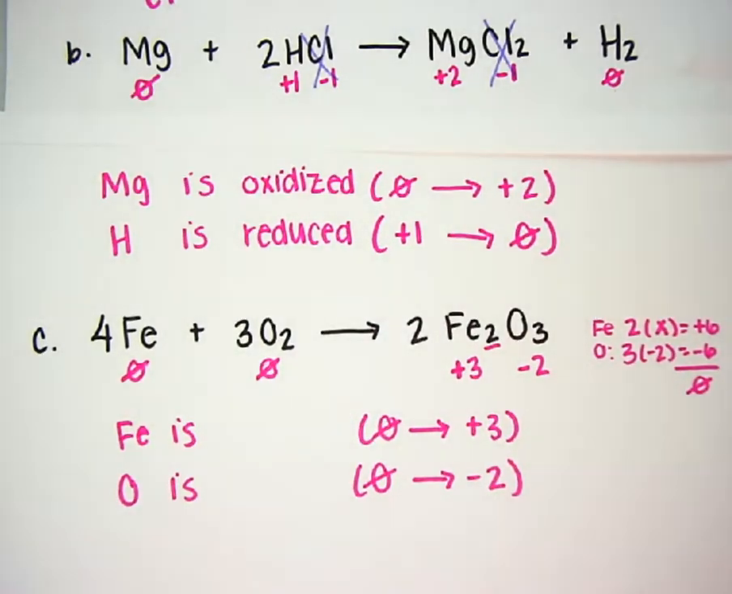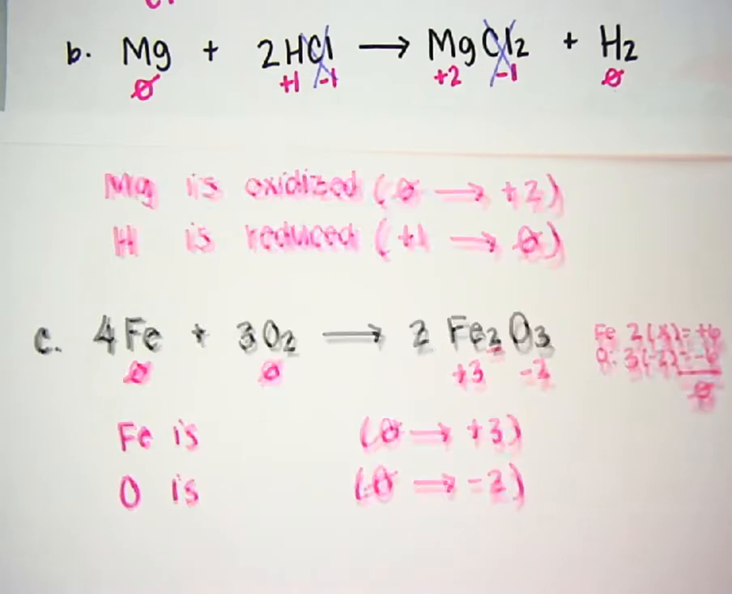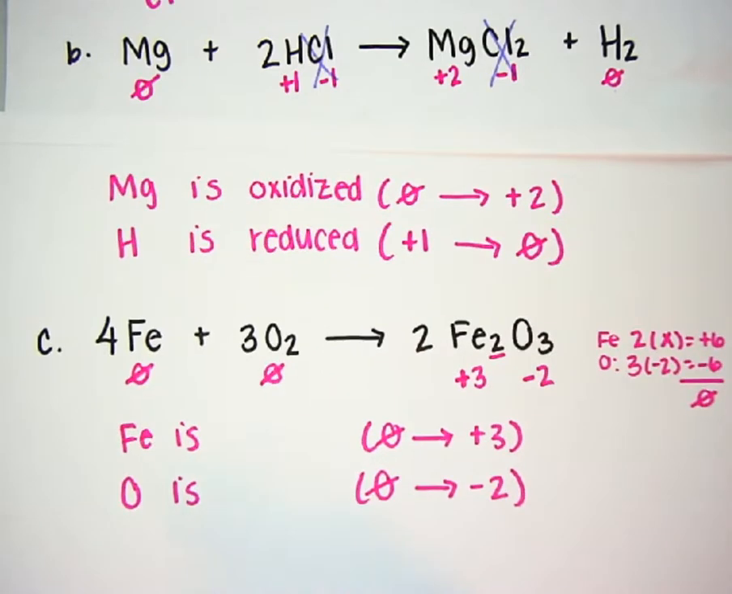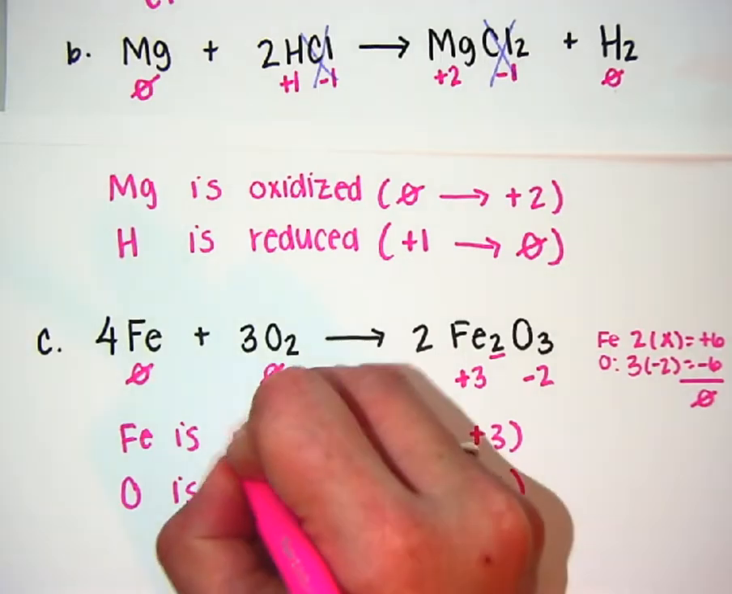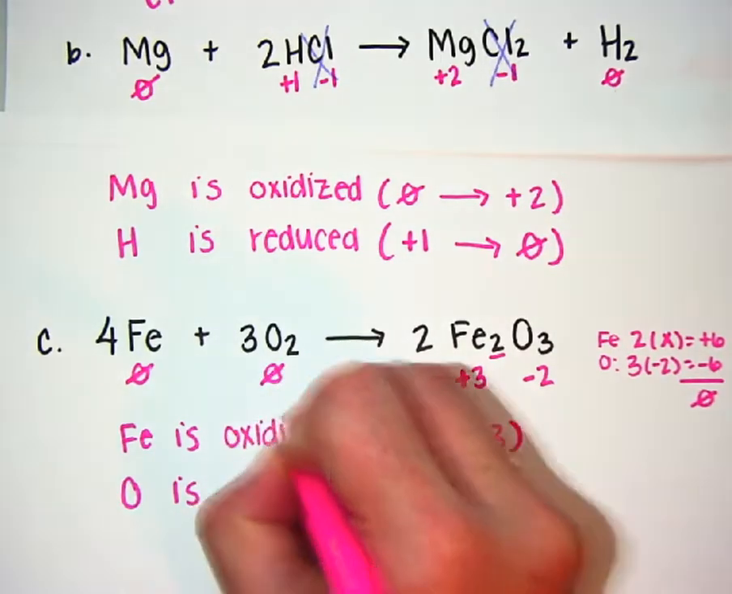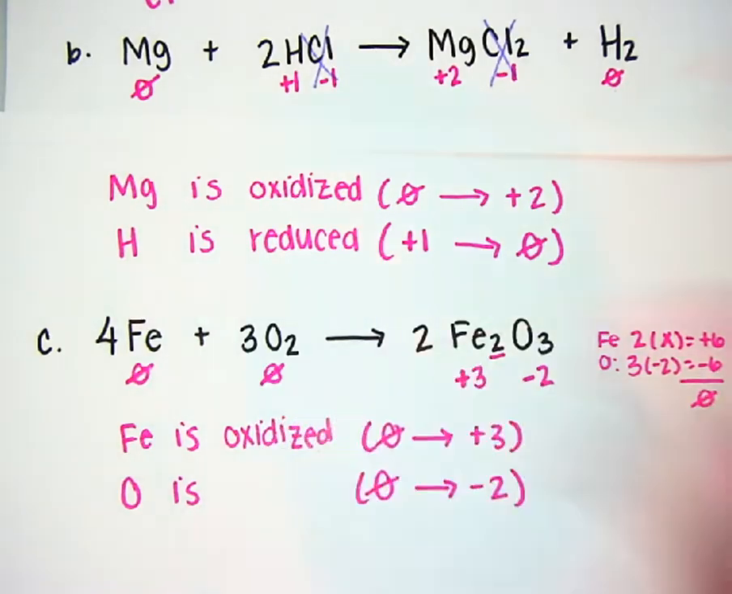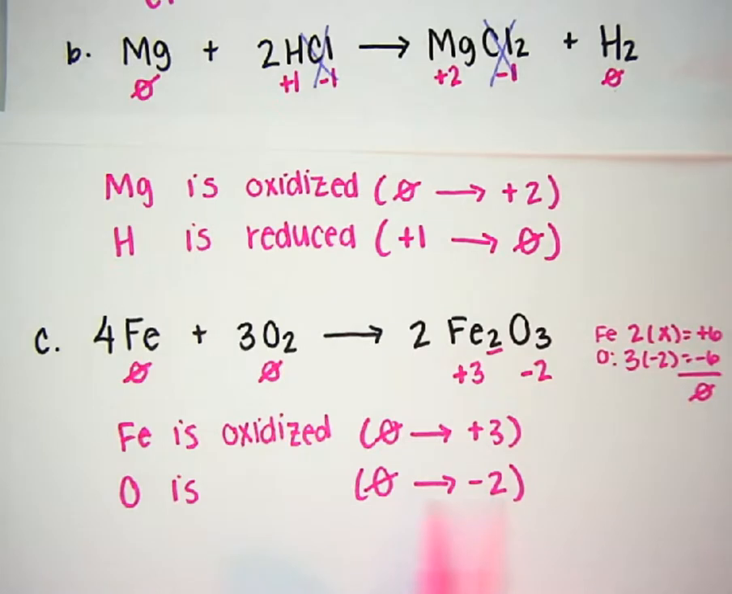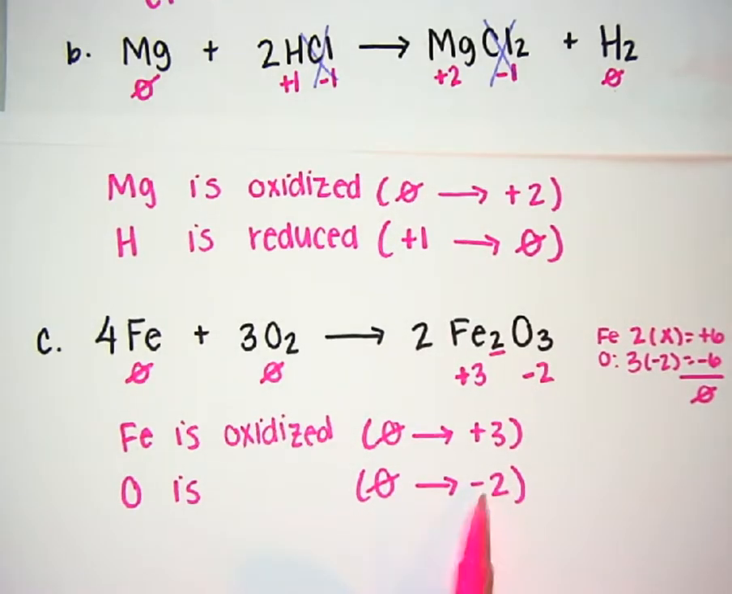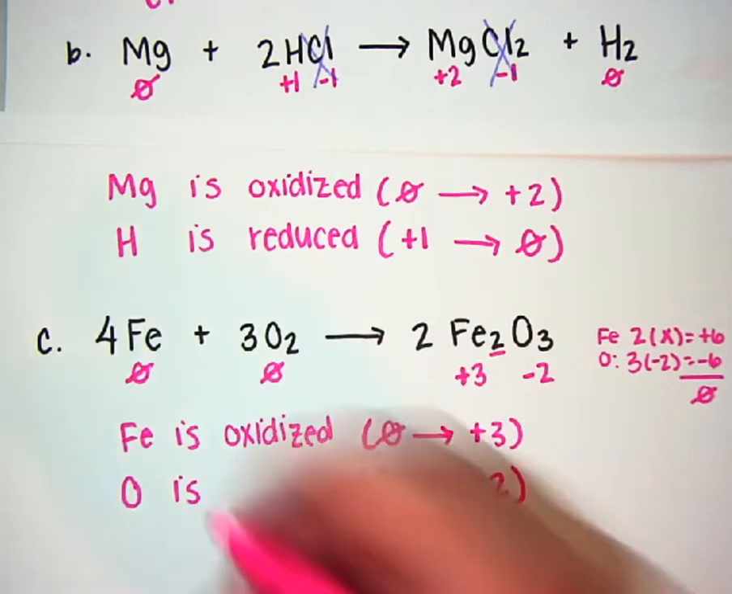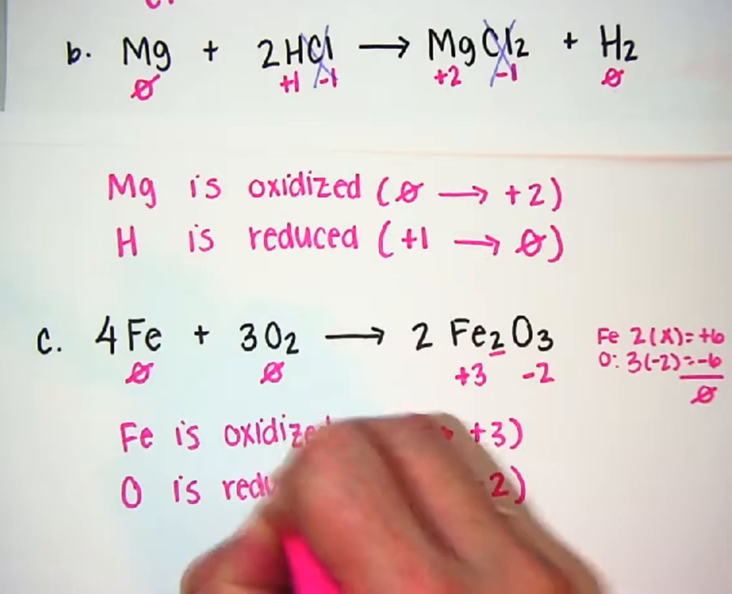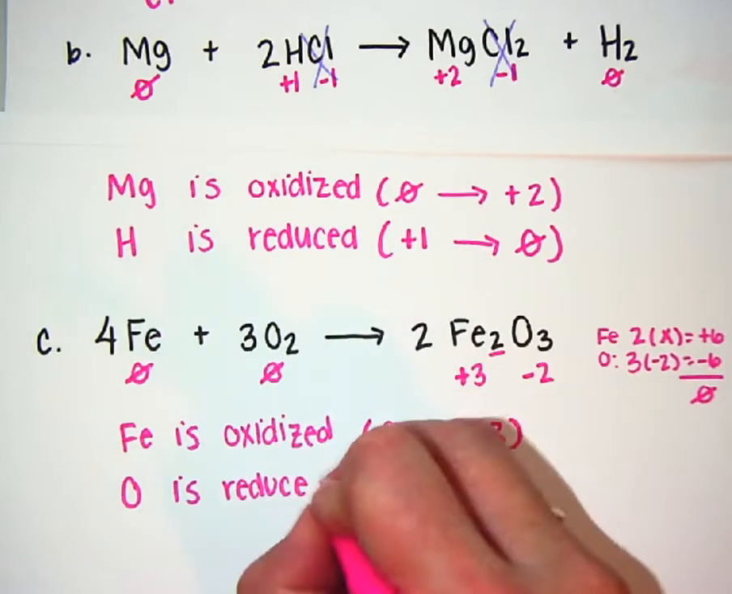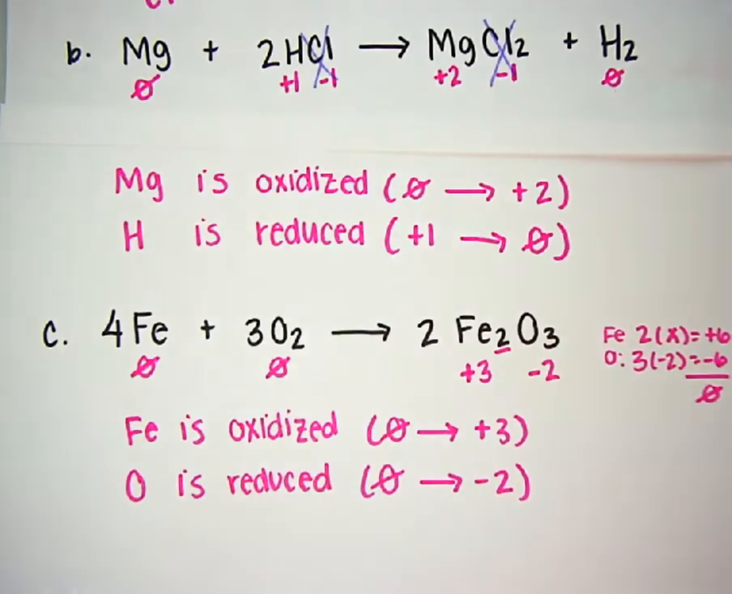So now think about which element is oxidized and which element is reduced. Oxidation is the loss of electrons. If you lose an electron, it's like subtracting a negative, it becomes more positive. So iron is oxidized. We can very clearly see that oxygen was reduced. It goes from a 0 down to a -2. Reduction is the gain of electrons. If you're gaining electrons and electrons are negative, your oxidation number becomes more negative. So iron is oxidized and oxygen is reduced.